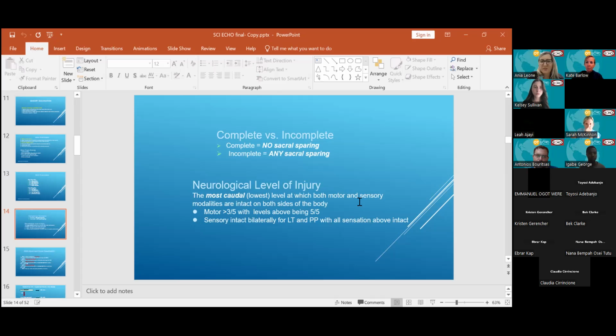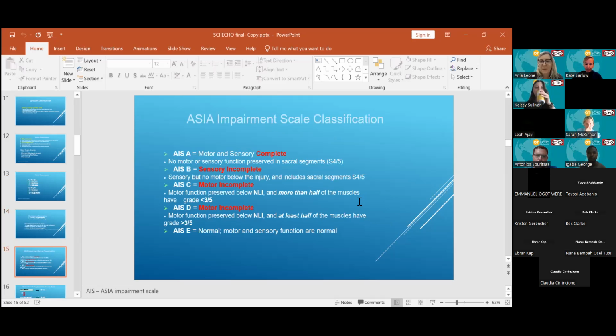Let's skip through this. This is just a little further talking about no sacral sparing and level of injury, but for the sake of time, I'd like to move forward to the muscle testing.